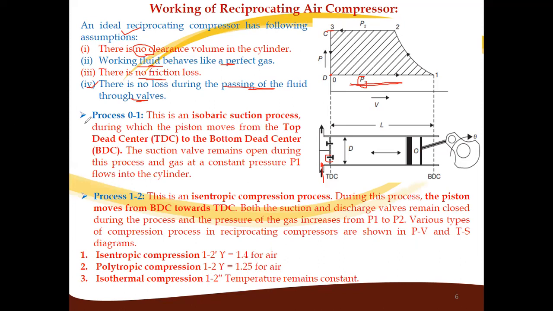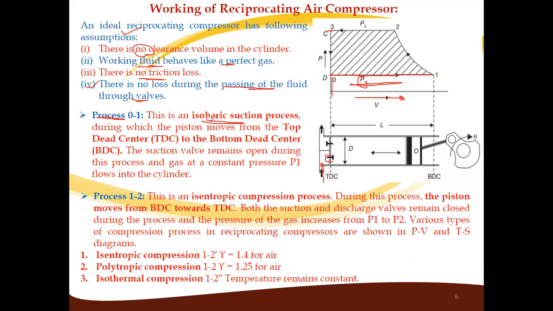First we will see the first process, that is 0 to 1. The 0 to 1 process is an isobaric suction process. Now what is meant by isobaric? Isobaric means the pressure during this process 0 to 1 is constant, and the volume increases from 0 to 1. So constant pressure is there and volume increases.